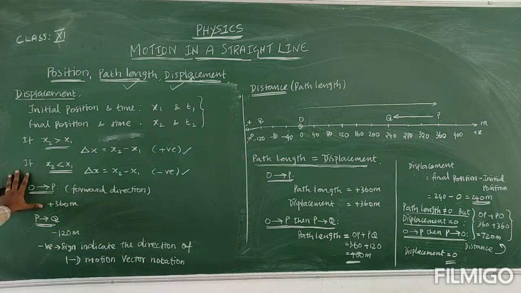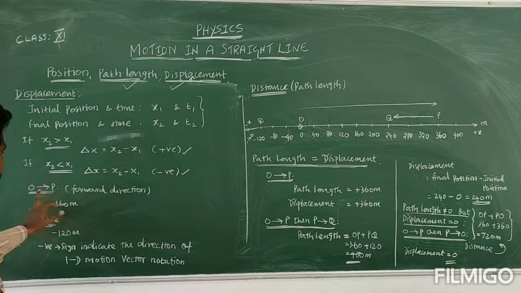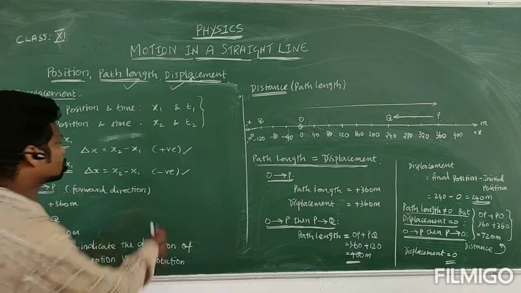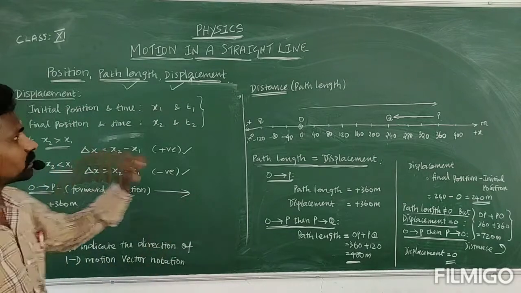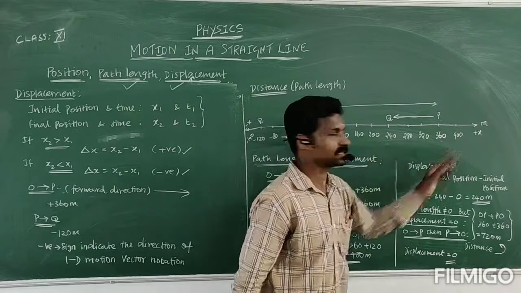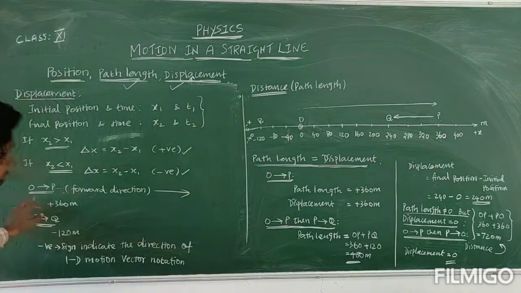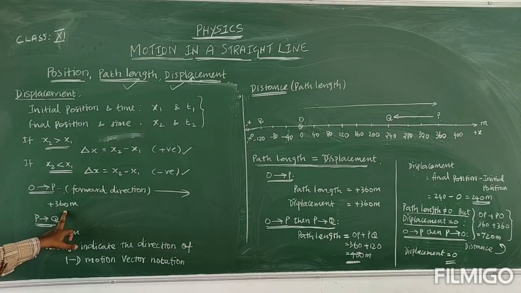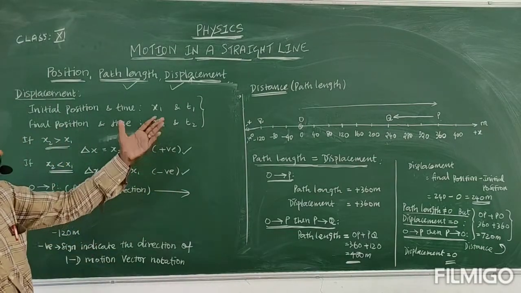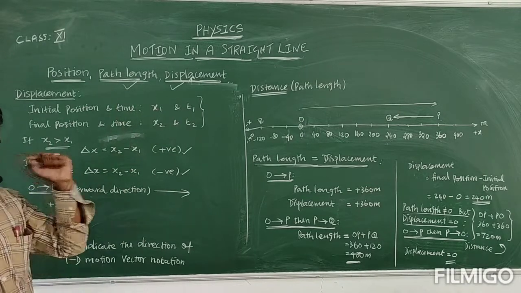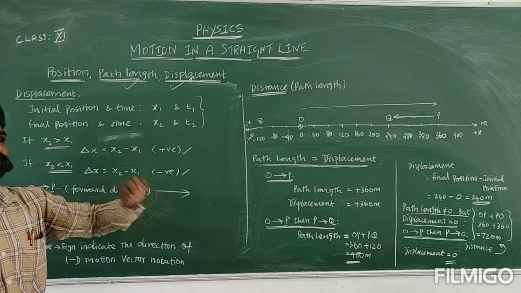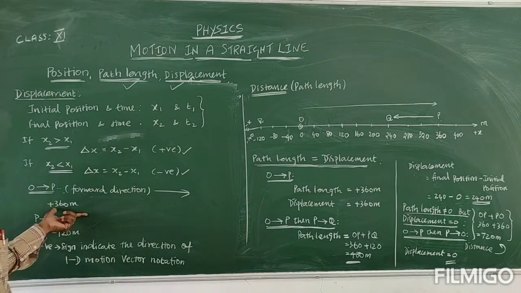For example, in the same diagram, the object moves from O to P in the forward direction. What about the distance covered? 360, so plus 360. This is the path length. So in a straight line, linear path, the distance is the same and the displacement is also the same.